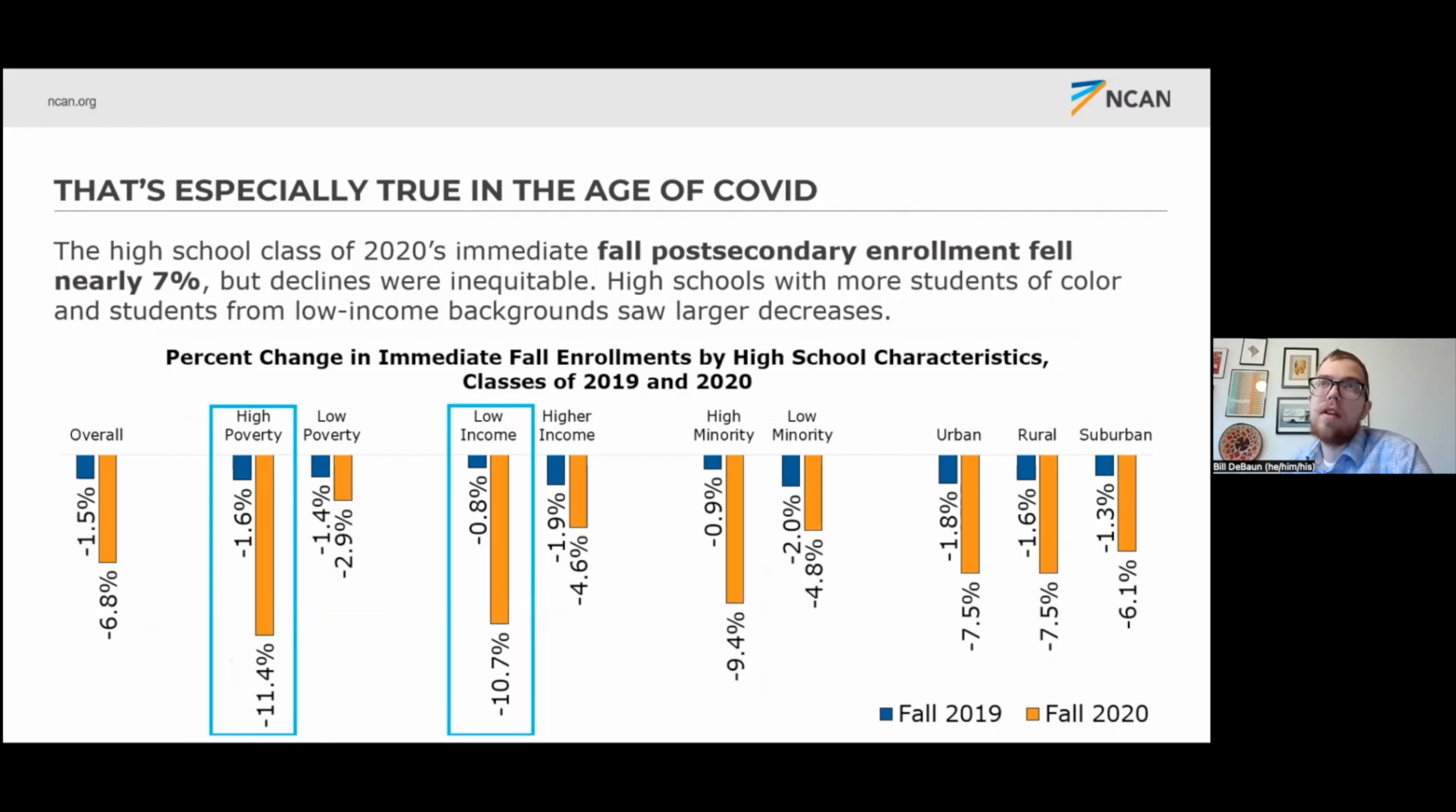And that inequitable opportunity is especially true now in the age of COVID, even as we hopefully are getting back to some semblance of normalcy in this country and around the world. We can see that although the class of 2020's fall enrollment fell about 7% year over year, we saw much steeper declines in low income and high poverty high schools.